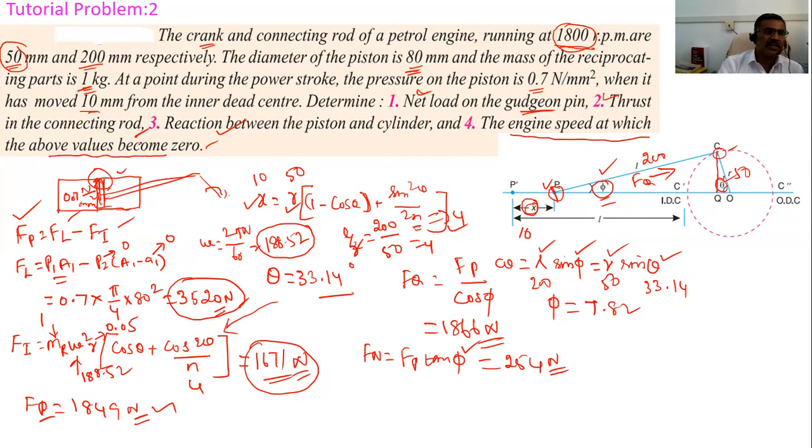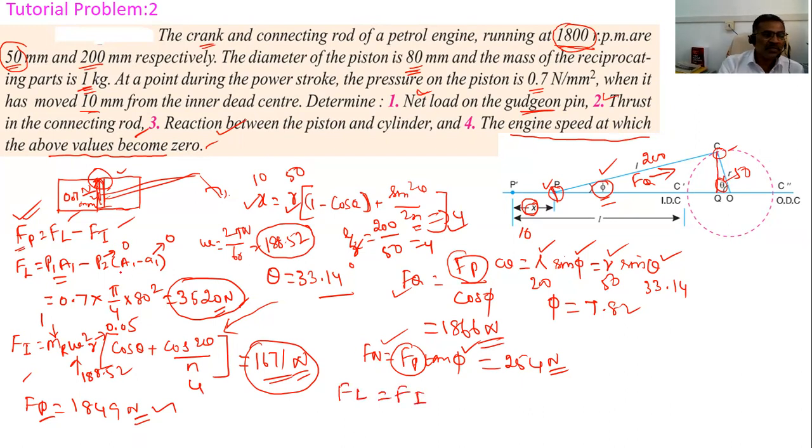Finally, we have to find the engine speed at which the above values become 0. In FQ we have FB, in Fn we have FB. So if FB is 0, all the values will become 0. If FB is equal to 0, FQ and Fn all will be 0. So FL is equal to FI. You just put FL is equal to FI.